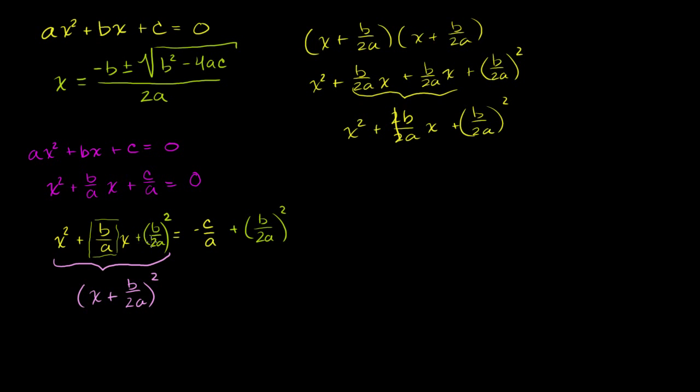That was the whole point of adding this term to both sides, so it becomes a perfect square. So the left-hand side simplifies to this. The right-hand side, maybe not quite as simple. Maybe we'll leave it the way it is right now. Actually, let's simplify it a little bit.